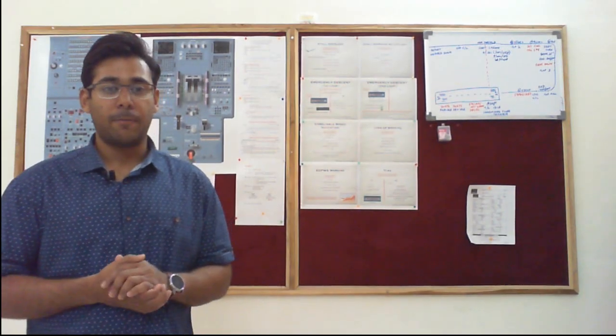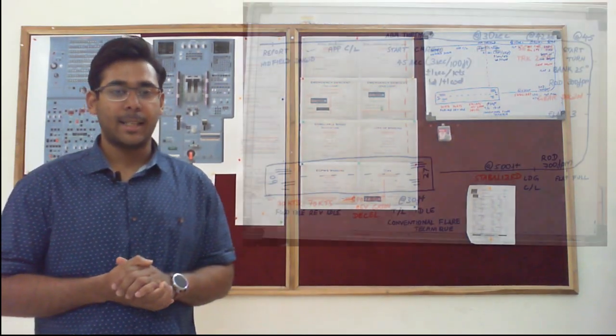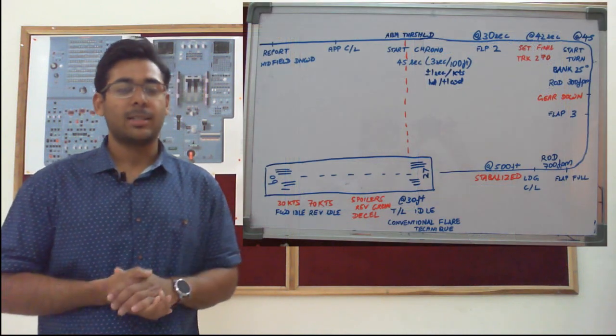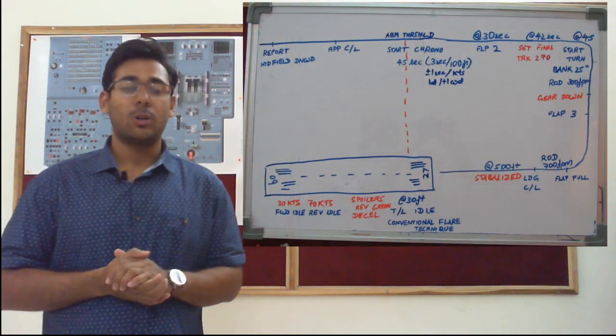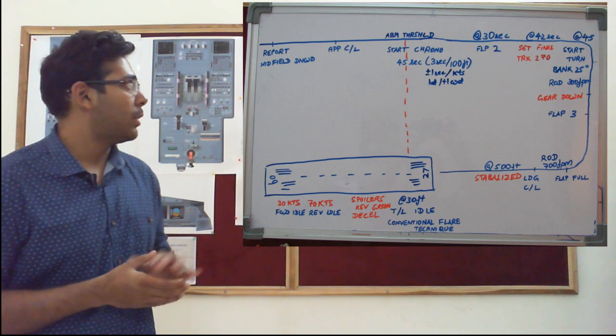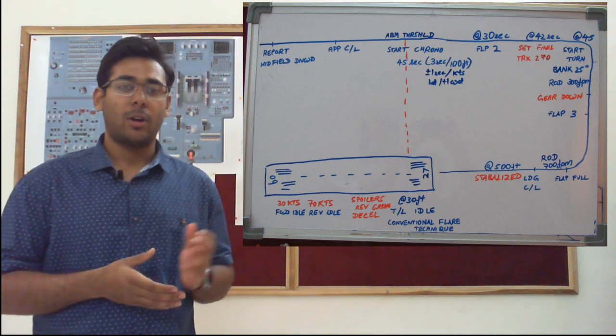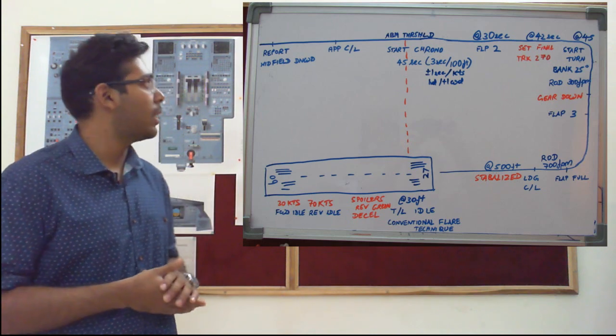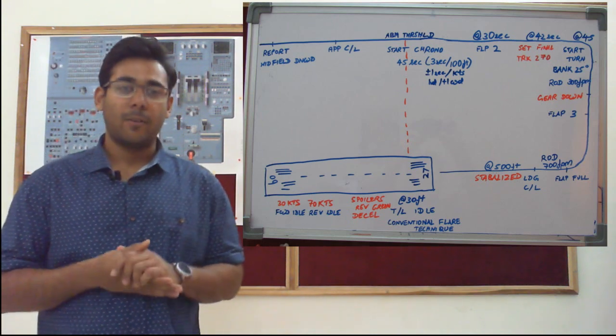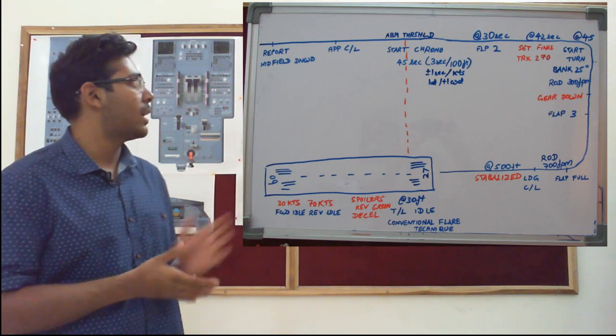Okay, on reaching midfield downwind, report to ATC, perform the approach checklist, and once abeam the threshold, start the chrono. It will be 3 seconds for every 100 feet, plus or minus 1 second for every knot of head or tailwind. So in our case, we don't have any winds and we are at 1500 feet AGL, so 45 seconds.